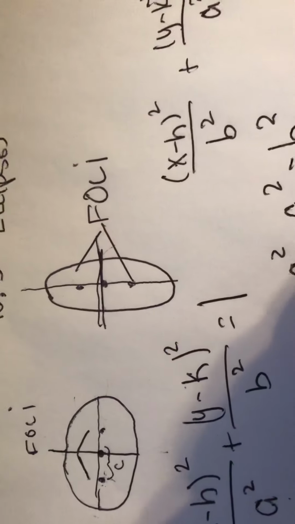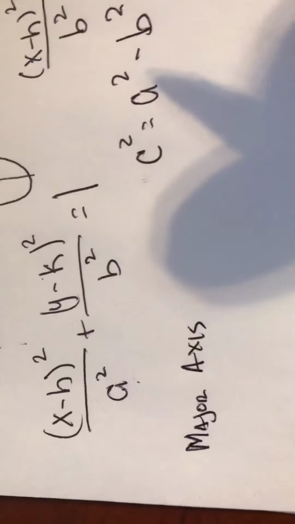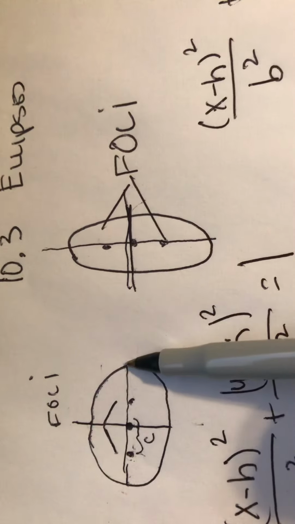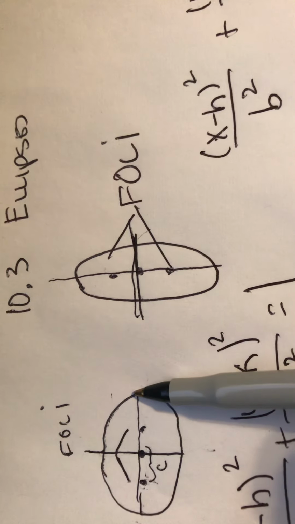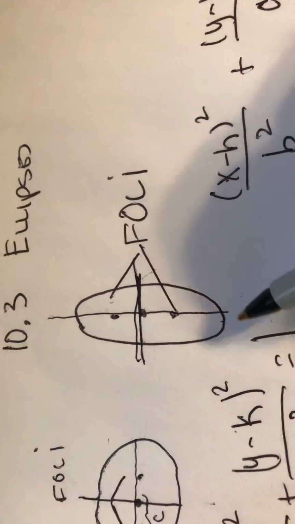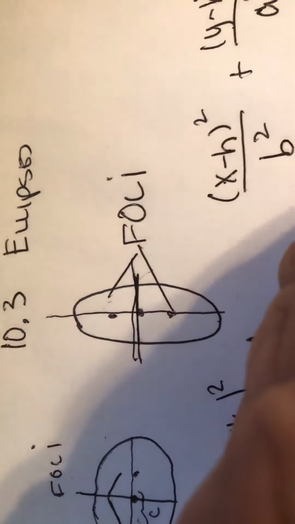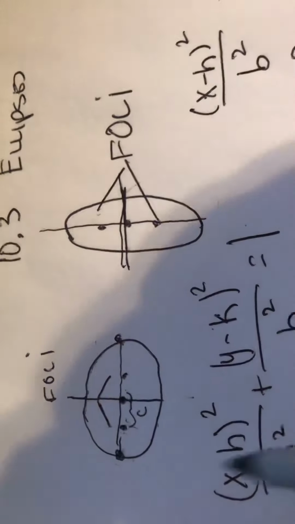The longer of the two lines of symmetry is called the major axis. The major axis runs from one end of the ellipse to the other end of the ellipse, and it's the line of symmetry. It is horizontal for a horizontal ellipse, it's vertical for a vertical ellipse. So the major axis is always equal to 2 times a, because the distance from one endpoint on the major axis to the center is always equal to a.